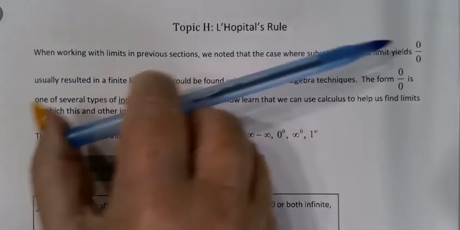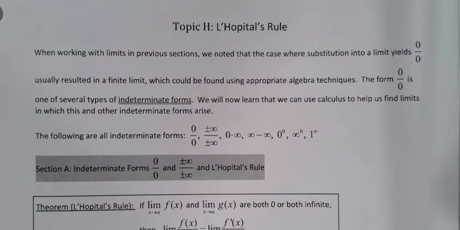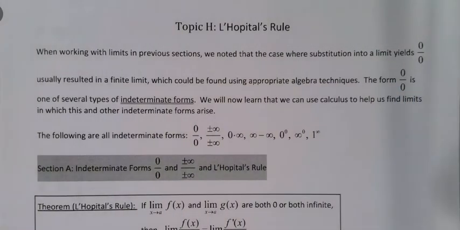The one that we were most familiar with from Unit 1 was the 0 over 0 form. We found that by doing enough algebra, we could often manipulate that until we could get a finite limit as an answer. That form isn't the only indeterminate form. Basically, an indeterminate form is something that can take on virtually any value, depending on the context of the situation. And there's a whole bunch of them.